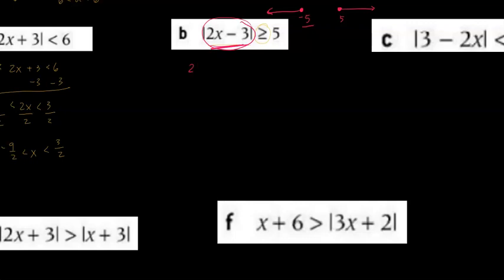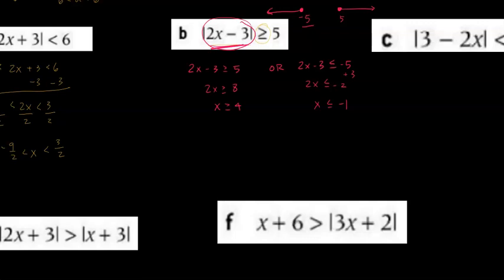So this is going to be an OR statement. 2x minus 3 is greater than or equal to 5, or 2x minus 3 is less than or equal to negative 5. So add 3: 2x is greater than or equal to 8, and x is greater than or equal to 4. 2x less than or equal to negative 2, so x has to be less than or equal to negative 1. Okay?